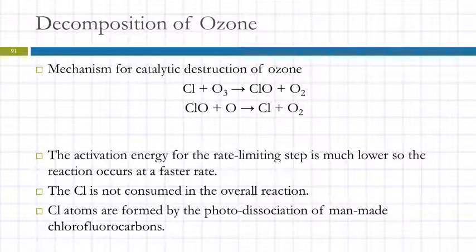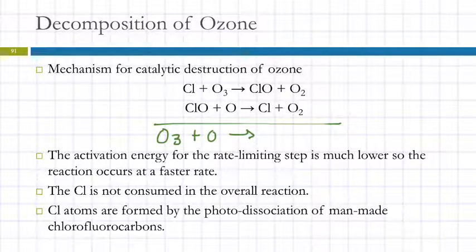So the overall reaction here, the ClO is an intermediate. So we've got O3 plus O making 2 O2. That chlorine atom doesn't show up in the overall reaction because it's not a reactant, it's a catalyst. It gets used and then regenerated in the process of the reaction, so we don't ever use it up. So the rate limiting step in this mechanism has a lower activation energy, and it's much faster then.